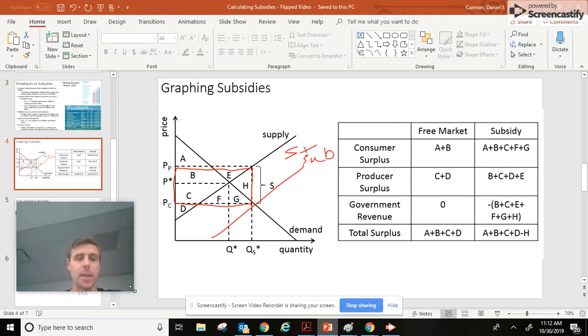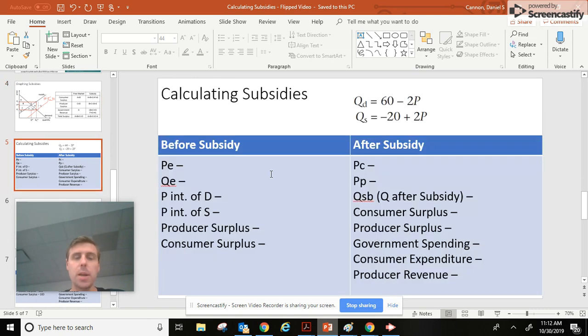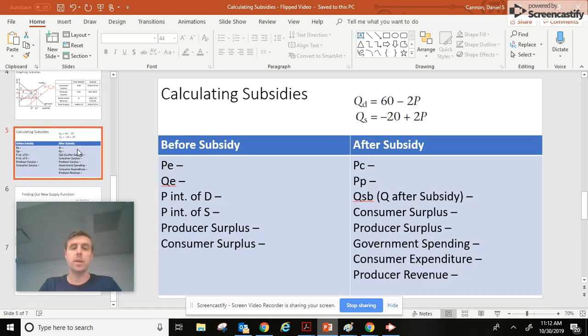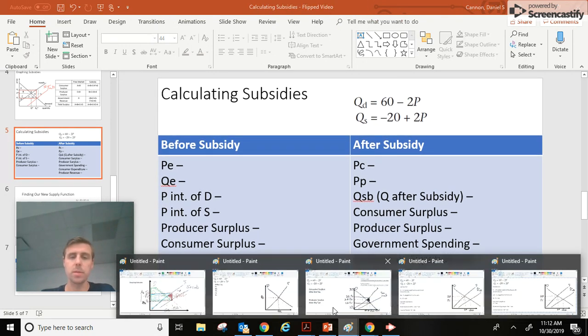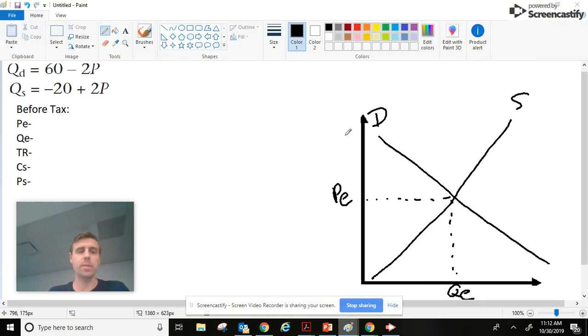Now, in terms of actually calculating, here are the things that we're going to try and find. Before the subsidy, we're going to start with that. We're going to try and find equilibrium price, price intercept, consumer and producer surplus, all that same stuff we've been doing, but we're going to find it for this set of functions above. So let's start there. I've got a graph here. We're going to take these functions and try to find first our equilibrium price, our starting consumer and producer surplus. As a reminder, when we want to find equilibrium, we are literally finding where demand and supply are equal. So we have to set these functions equal to each other.